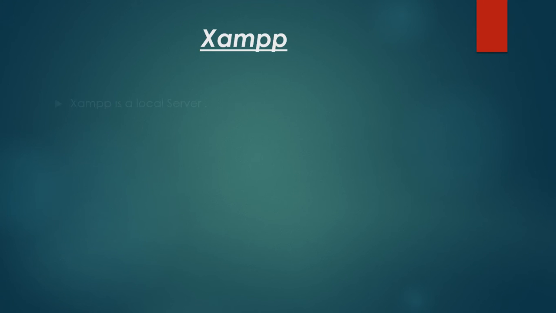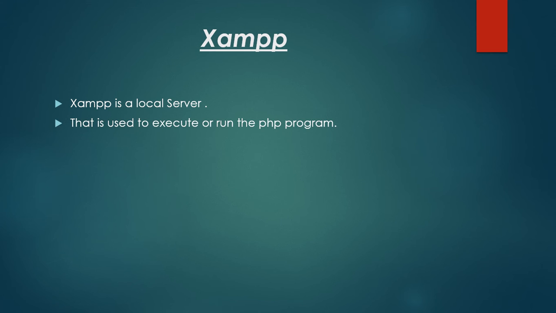XAMPP is a local server that is used to run the PHP code, because for PHP code we need a server, and XAMPP is a local server used to execute the PHP program. PHP is a scripting language, and it is a server-based language. It means PHP code runs on the server.